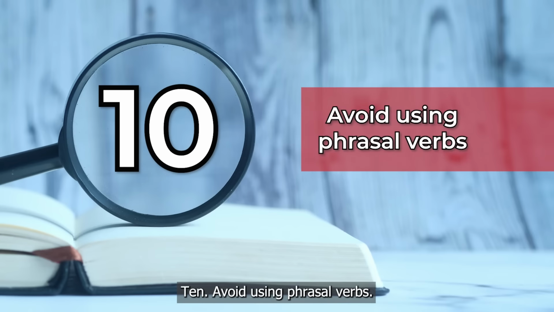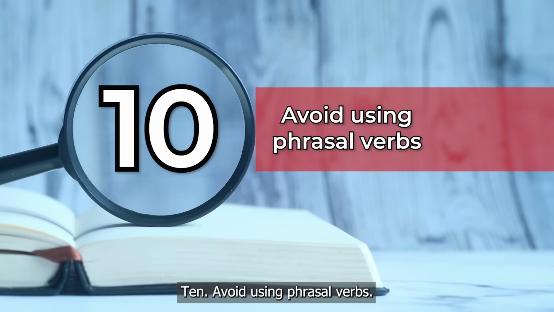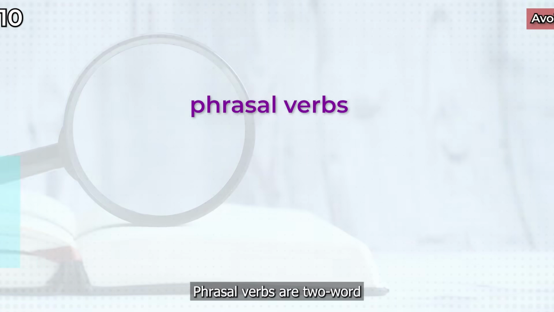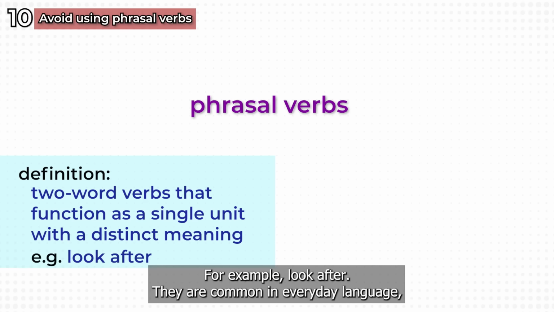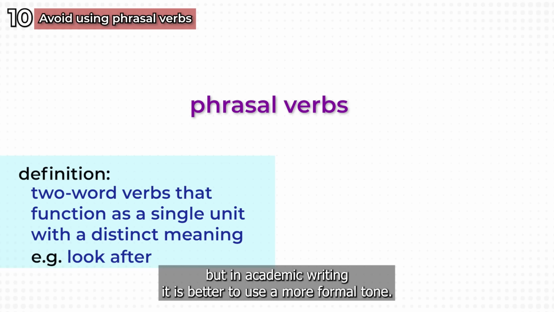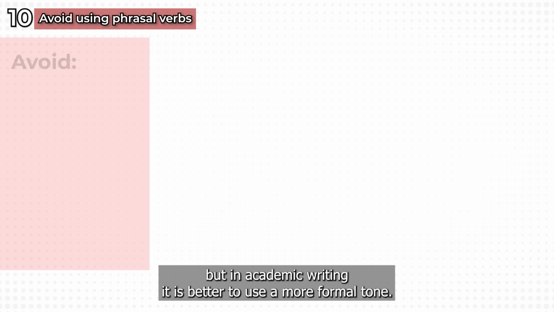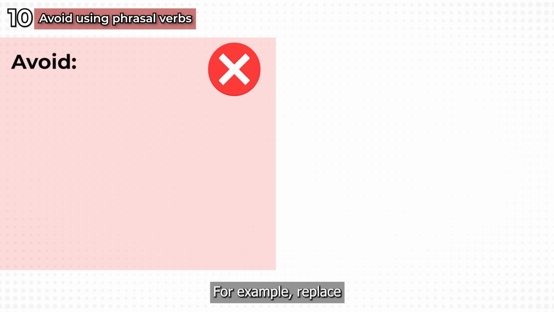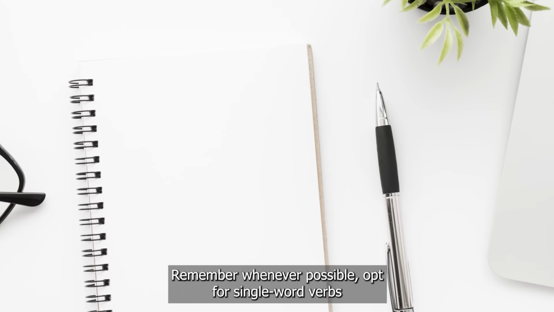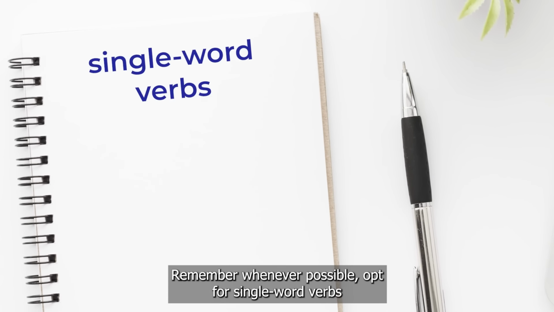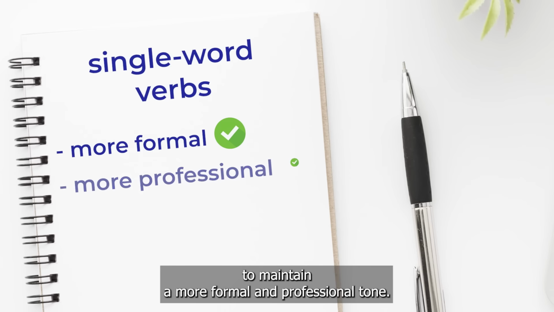10. Avoid using phrasal verbs. Phrasal verbs are two-word verbs that function as a single unit with a distinct meaning, for example, look after. They are common in everyday language, but in academic writing, it is better to use a more formal tone. For example, replace find out with discover, point out with indicate, or bring up with raise. Remember, whenever possible, opt for single-word verbs to maintain a more formal and professional tone.